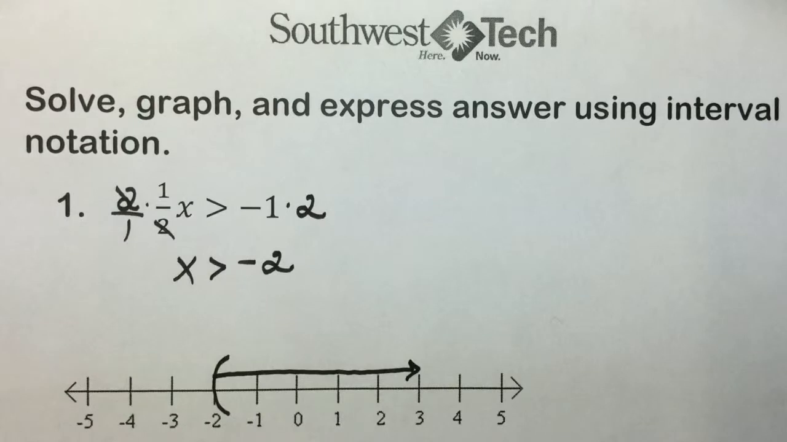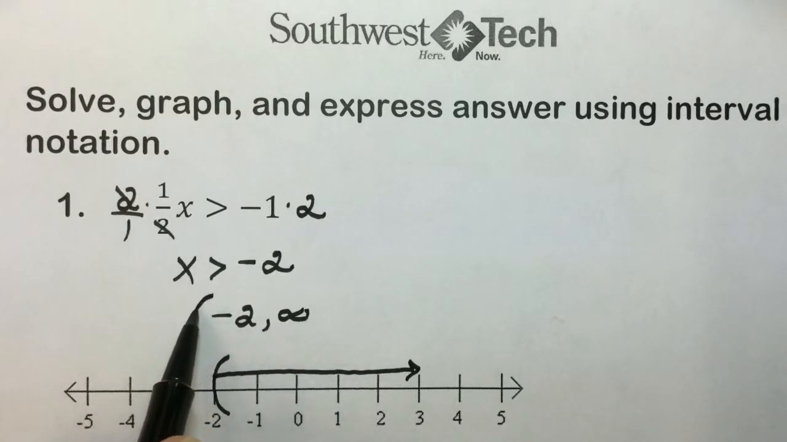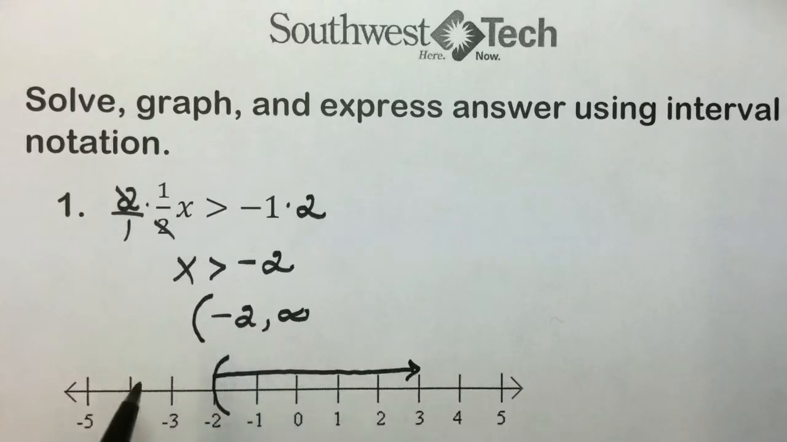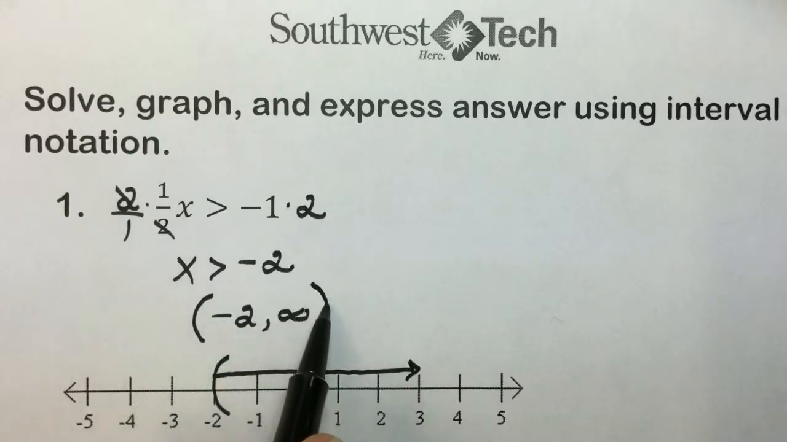The translation of that graph into an equivalent interval notation is -2, positive infinity, smallest value first. We're not including the -2, and infinity, because it doesn't end, always has a parenthesis as well.